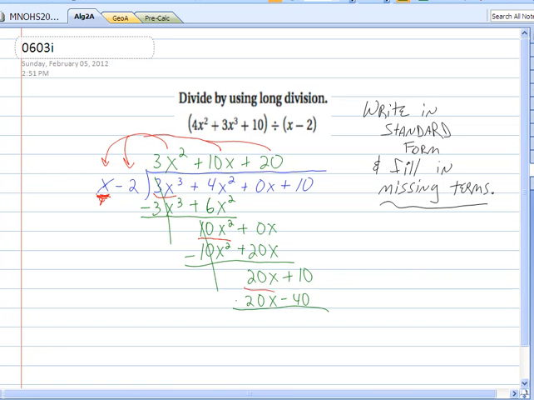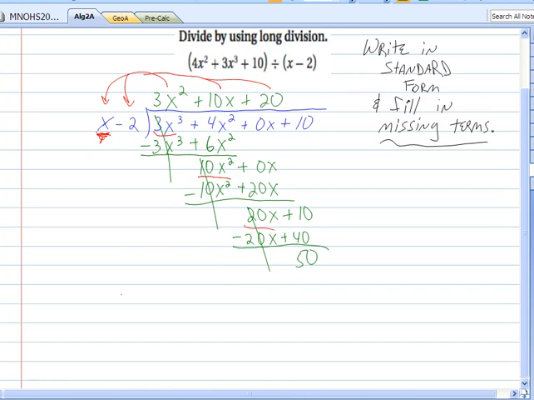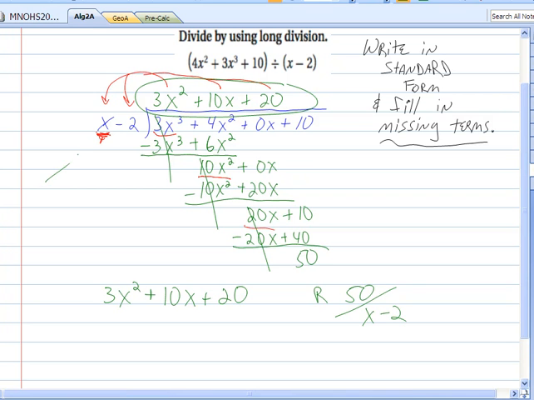Draw my line here and run the minus sign through. It changes the sign. First term crosses out. 40 plus 10 is 50. So as I look at this, then my answer would be all this up here. So 3x squared plus 10x plus 20. And then this last number here is actually my remainder of 50. And sometimes books will write it 50 over x minus 2. And that's just from that polynomial there. So this right here is my answer.